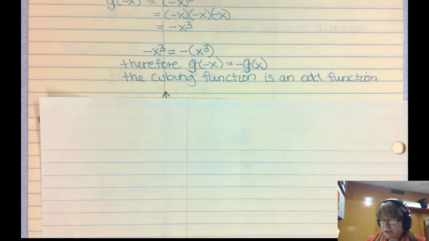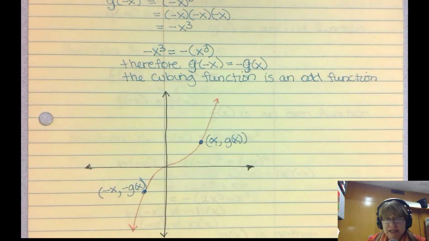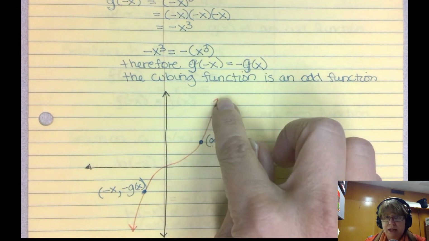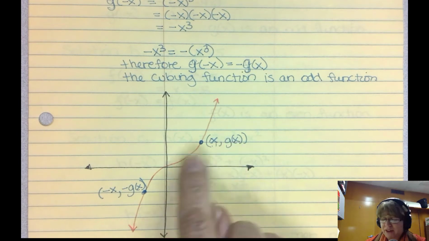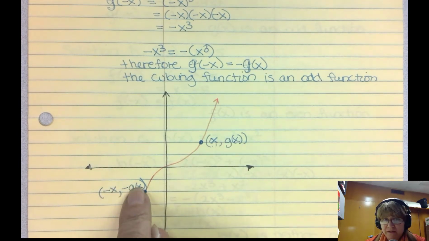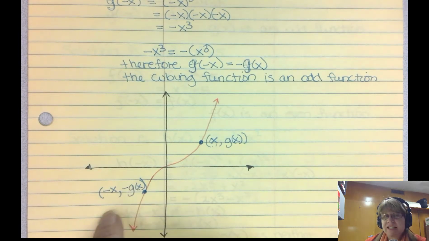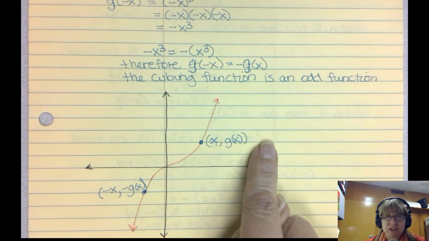The graph of the cubing function looks like this. Swoops up and goes up. So if I have an x value, you plug it in, it's g of x. If I have a negative x value, that's negative g of x. So let's just take a few values and see if this really works. Because if it does, and if I know I have a function that's odd, I only have to do kind of half the graph. And then I'll know what the second half is.